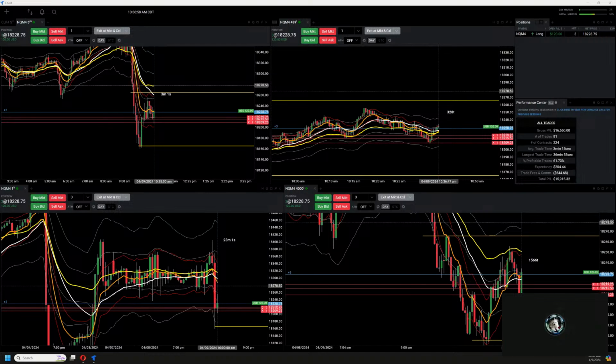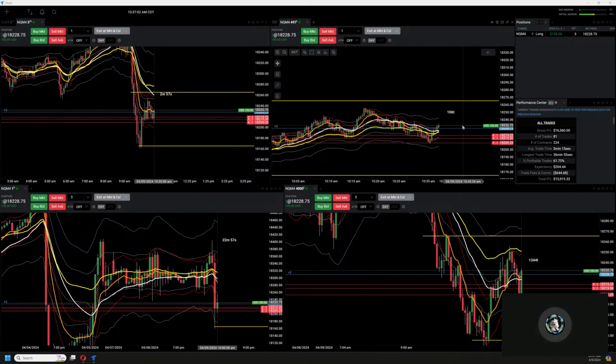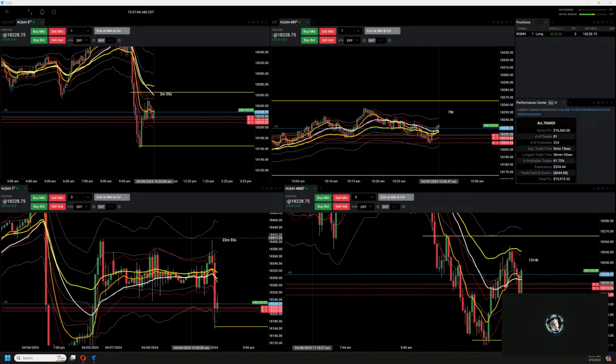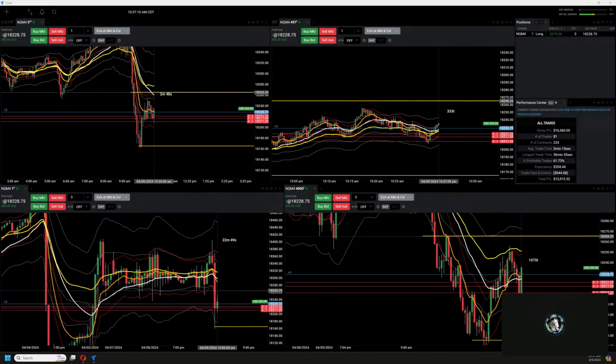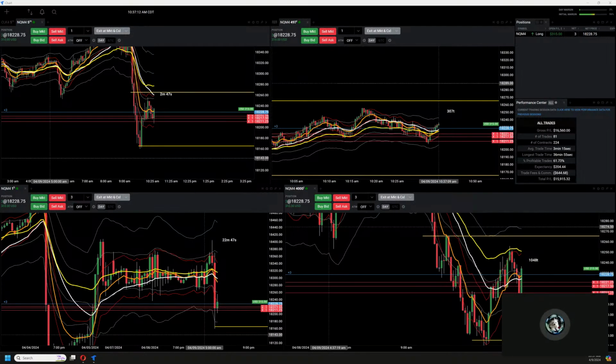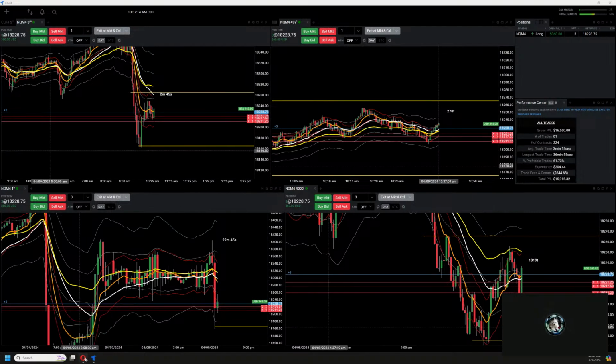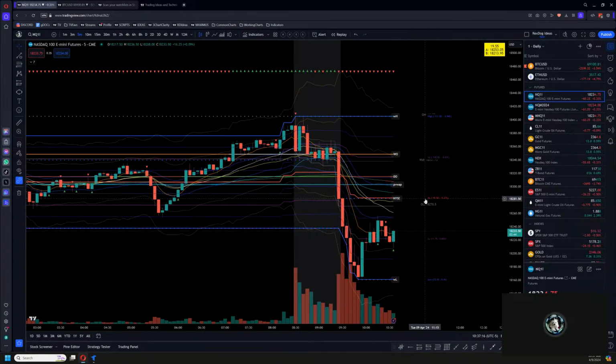I do think it's trying to recapture the opening range low. Even if it does that, though, that's going to only be 50% of this day, I believe. Let me see. The mid control is right around.